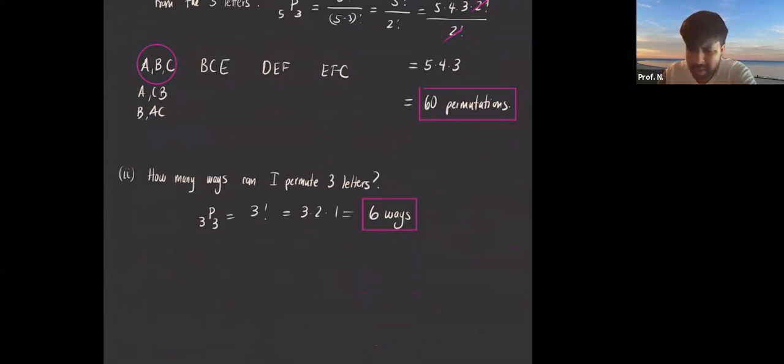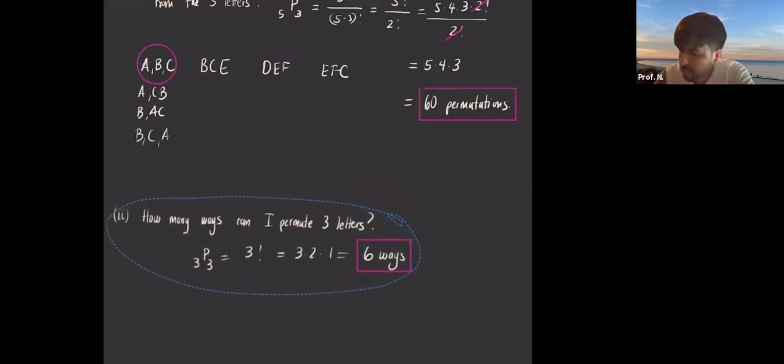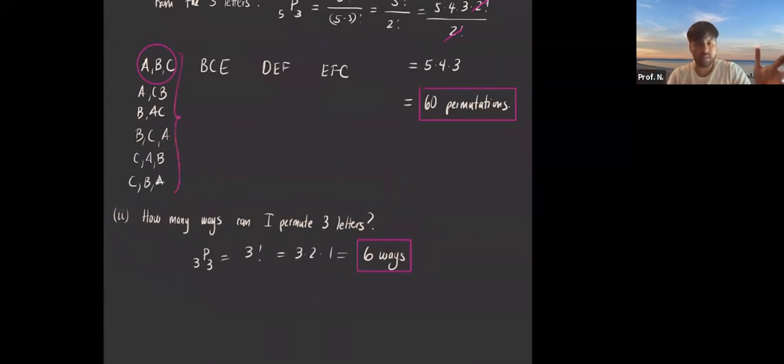So I was just gonna write them down. ABC, ACB, BAC, BCA, and then we have CAB, right? And then we have CBA, right? So what are these? These are 6 permutations.